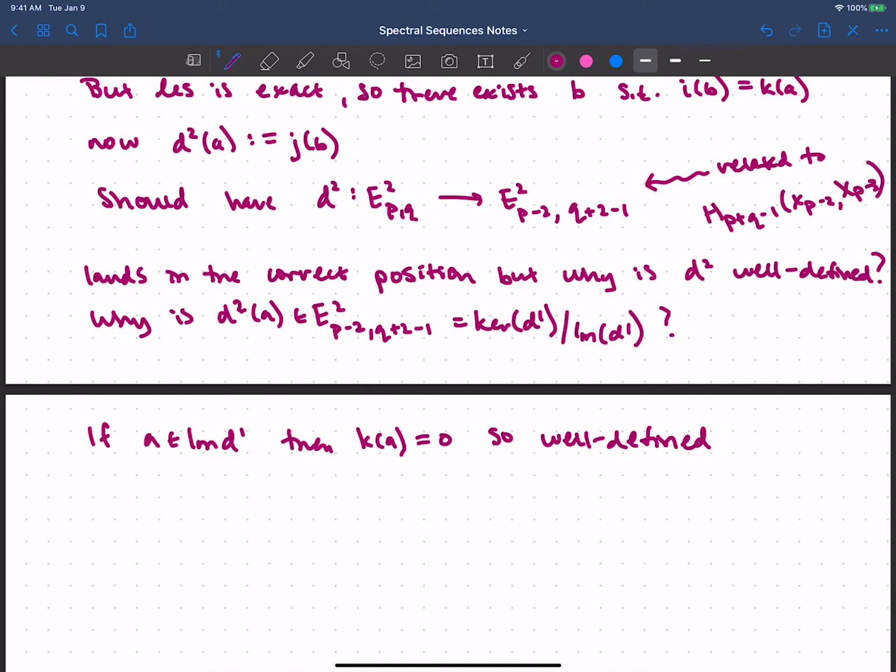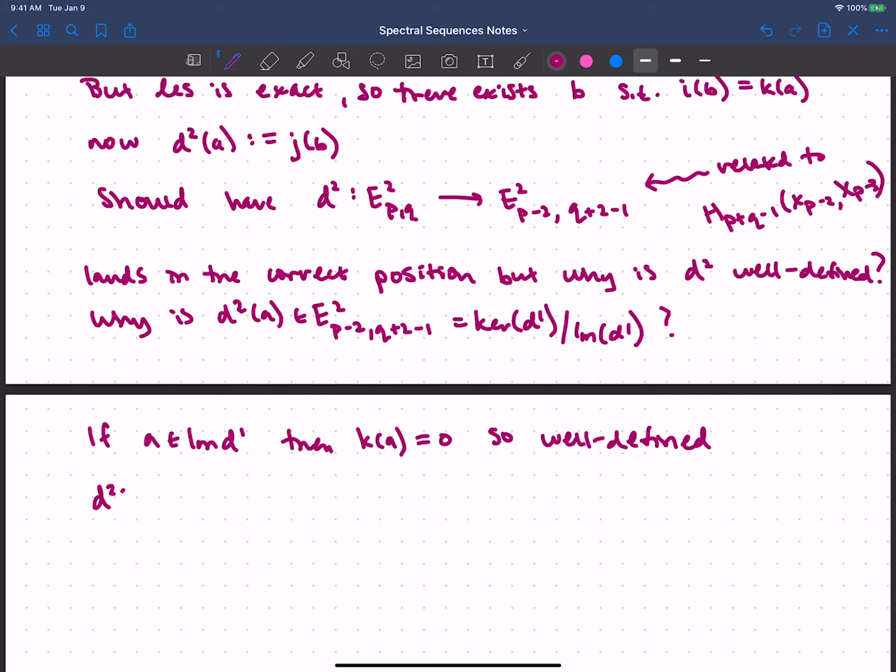I guess I still need to check that D2 sends A, even to something in this E2 term, so something that's in the kernel, mod the image. But we certainly can define a map out of this thing. That's what we've now checked.